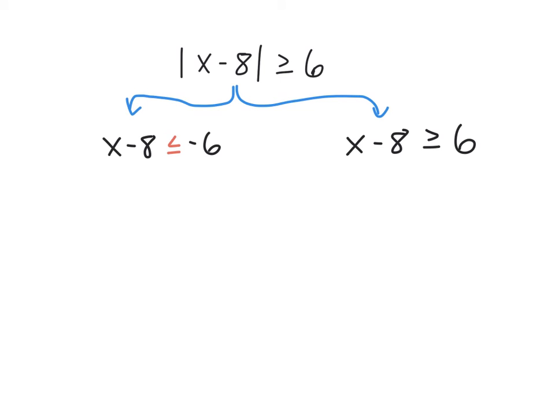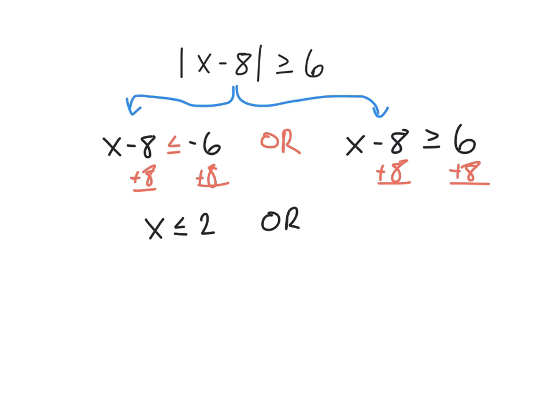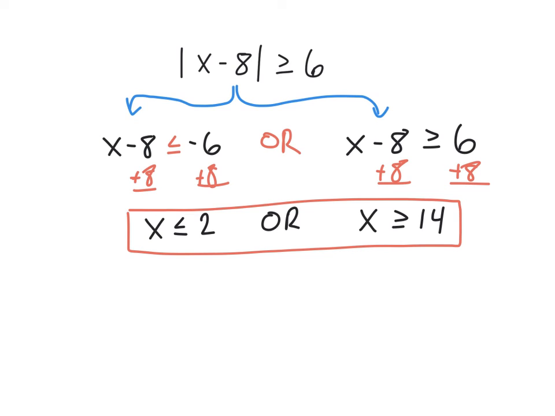Now we'll use inverse operations to do the rest of the solution. This is a plus 8 on both sides. And actually we have to do that on this problem too. I don't know if you noticed or not, but I left off the word or, which is kind of a big deal, so I'm going to put that in right now. Over here I get x is less than or equal to 2, or over here I get x is greater than or equal to 14. And those are the solutions: x is less than or equal to 2, or x is greater than or equal to 14.